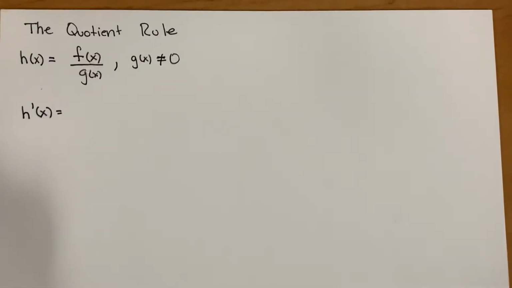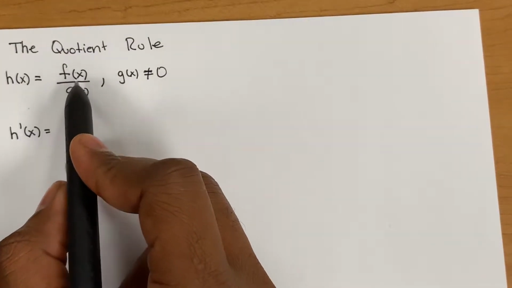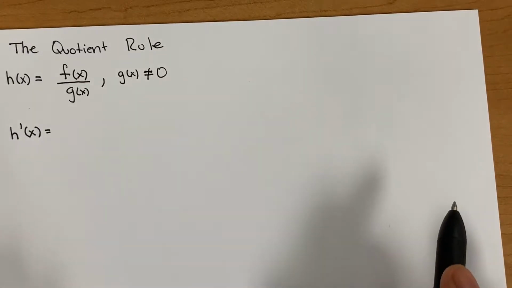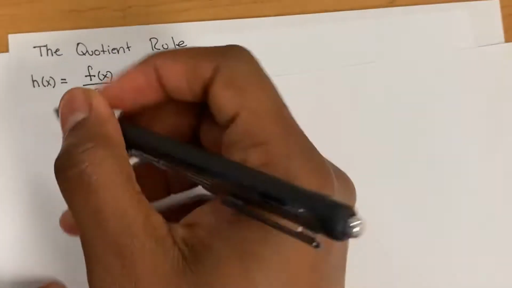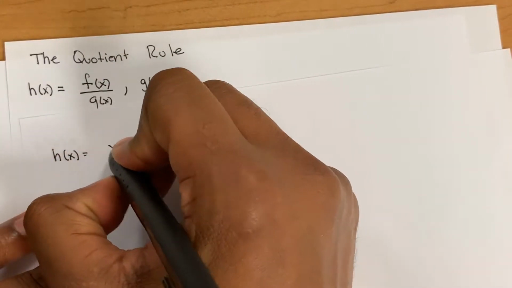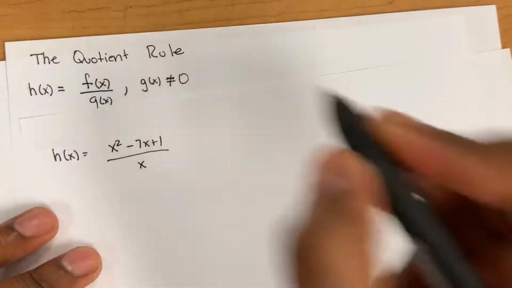Hey guys, video over the quotient rule. Let's see. We have h of x is f of x over g of x, a rational function, a meaningful rational function, and g of x can't equal 0. When I say a meaningful rational function, I mean we do not have a rational function such as h of x equals, let's say, x squared minus 7x plus 1 all divided by x.